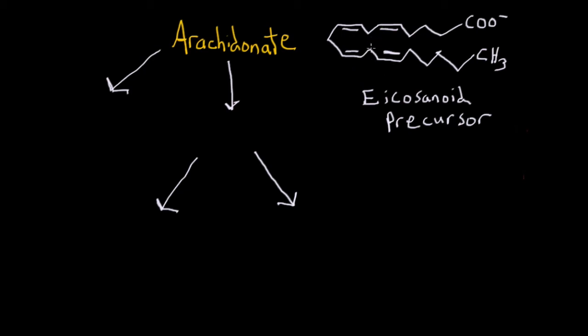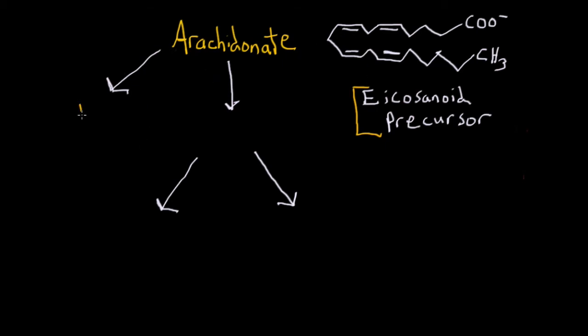So as you can see, arachidonate has these almost ring structures. All we'd have to do is bind these 2 carbons together to form a ring, here and here. And the ease of these ring structures is what allows us to use arachidonate as a precursor for eicosanoids. So all of these other molecules I'll be talking about right now are going to be eicosanoids.